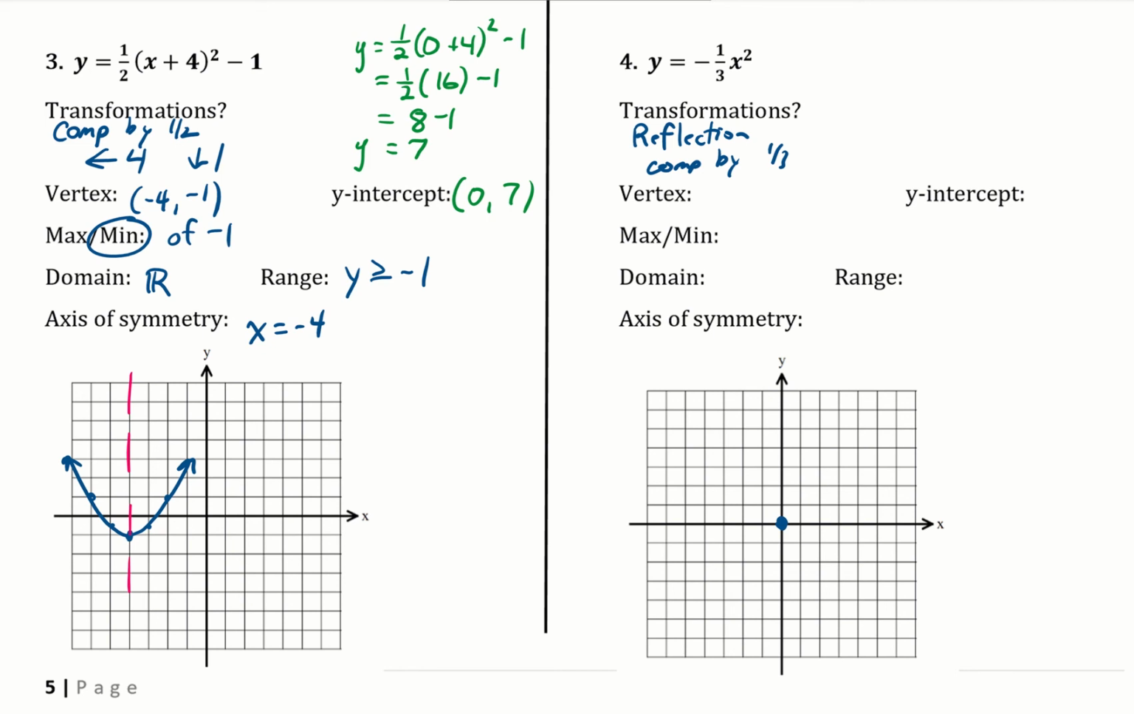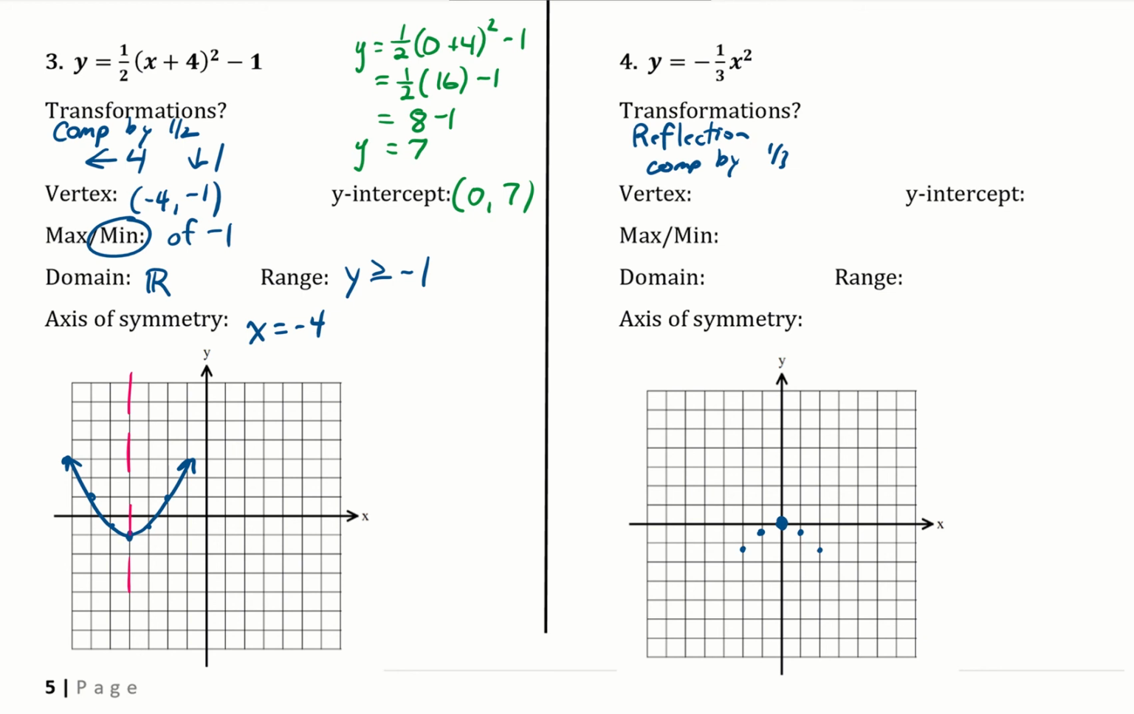Now, instead of over 1, up 1, the reflection tells us to go down. The compression tells us to go 1/3 of what we normally would. So I'm going to go right 1, down 1/3 of 1, which is about there. And that's true for that. If I go right 2, I'm going to go down 1/3 of 4. Well, that's 4/3, which is 1 1/3.